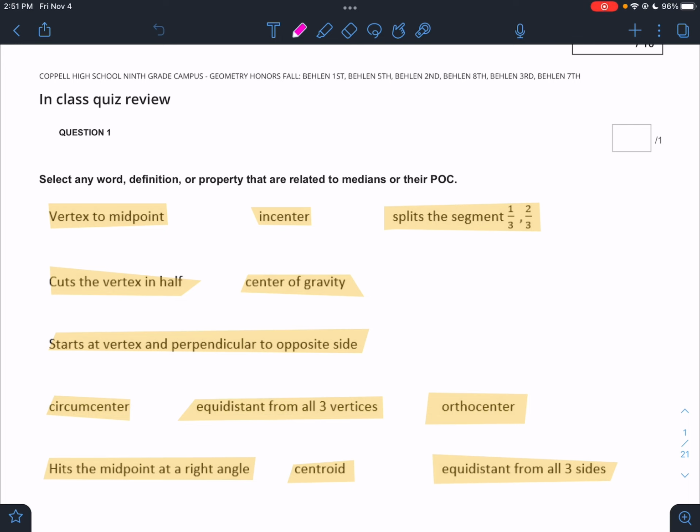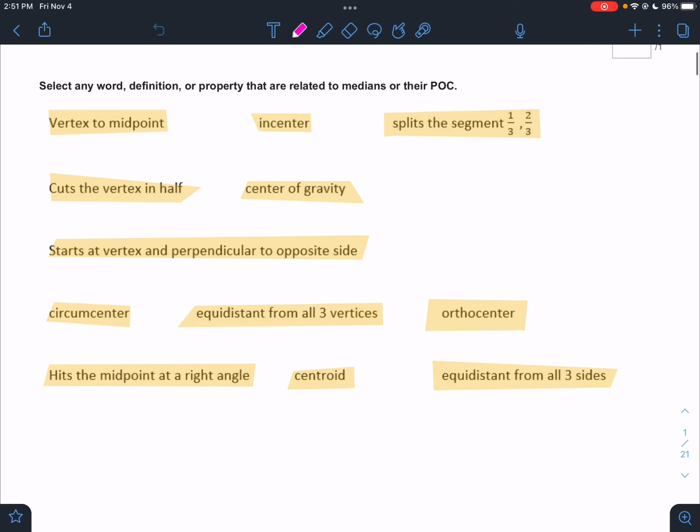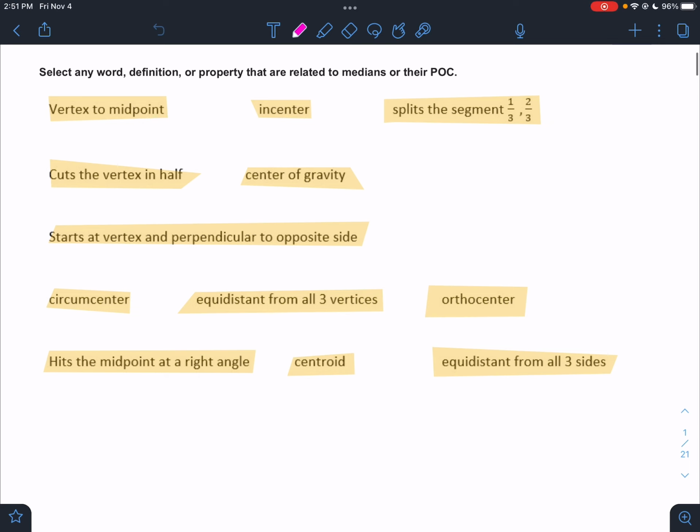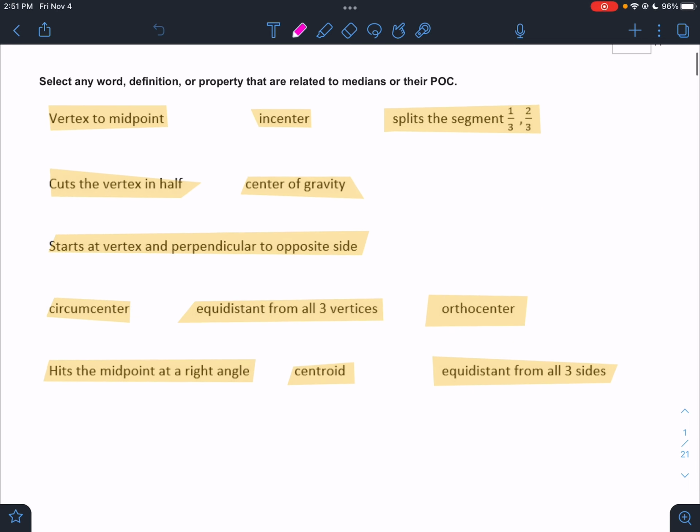Special segments quiz coming up. We got to know all these definitions. I told you guys this before, but you have to know all the different meanings. Even just not knowing the difference between circumcenter and incenter means you won't be able to get an A. Those two words are going to be worth over 10 points. You have to be able to know the difference, which means you have to put in some effort to know them.